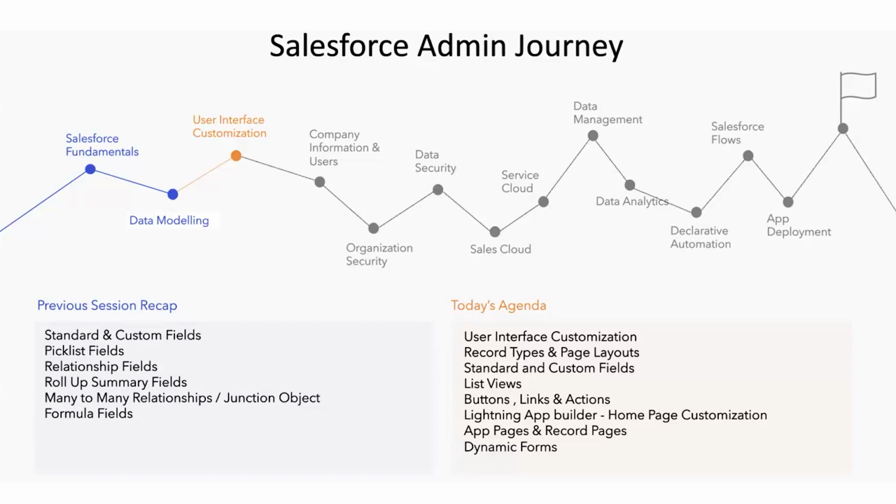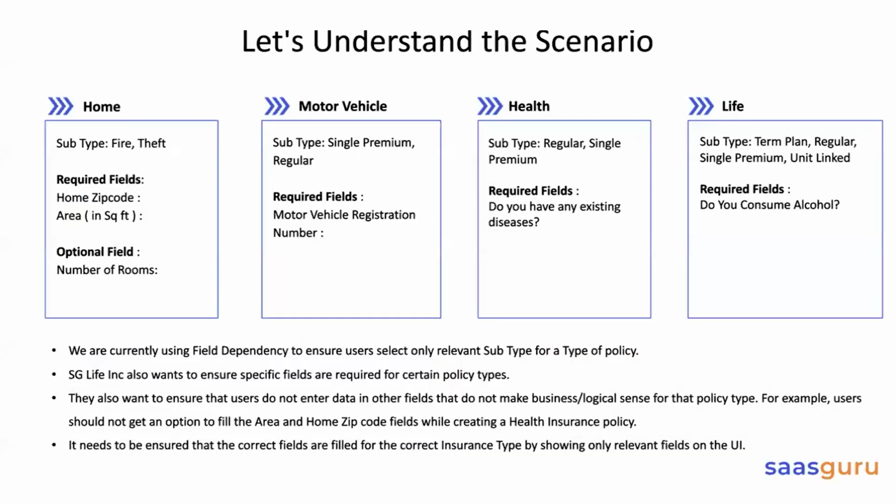So what are record types, the relevance of record types, when do we introduce record types, what are page layouts, then how you can create custom list views. What are buttons, links, and actions? Again, part of layout customization. How you can create Lightning pages in Salesforce, again with the point and click tool, Lightning App Builder. And then what are dynamic forms, how you can dynamically present information to the end customer. These are the topics that we are going to cover as part of user interface customization.